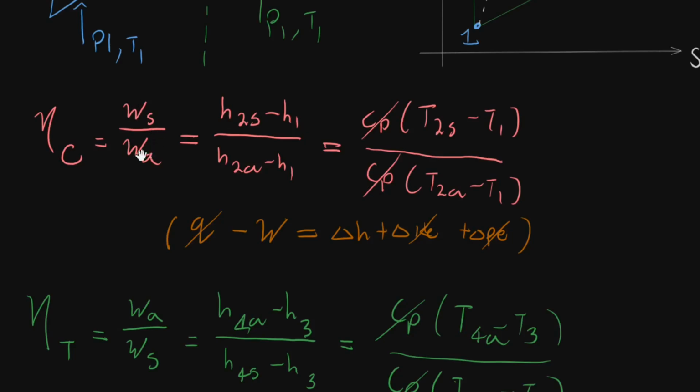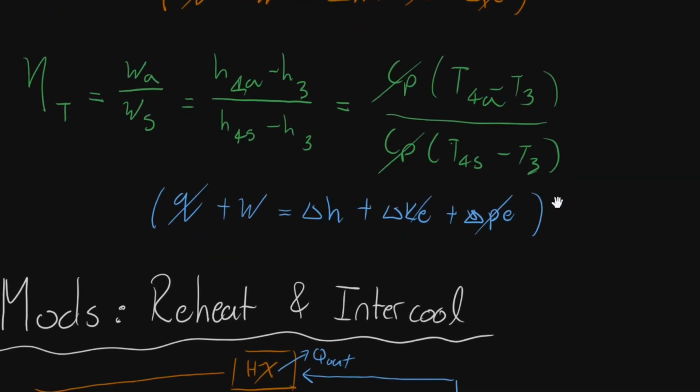Because we're dividing Ws and Wa, it doesn't matter if this is h1 minus h2s or h2s minus h1, as long as we're consistent in our numerator and our denominator. So anyway, we're going to get h2s minus h1 and h2a minus h1, which is going to end up being Cp times our change in temperature, and then we cancel out our Cp's, and our isentropic efficiency just becomes this fraction of our temperatures. And for the turbine, it's the same thing, except now we're looking at the work output.